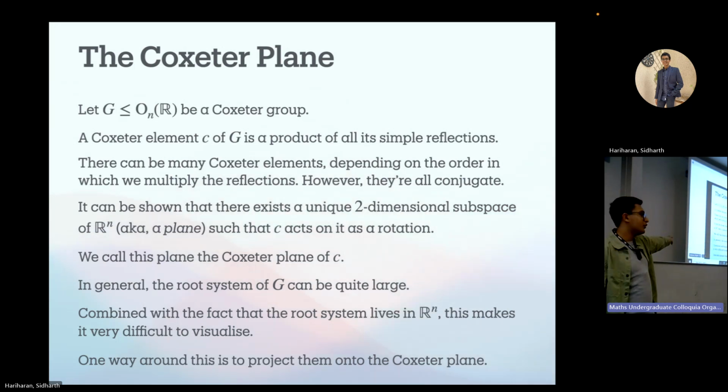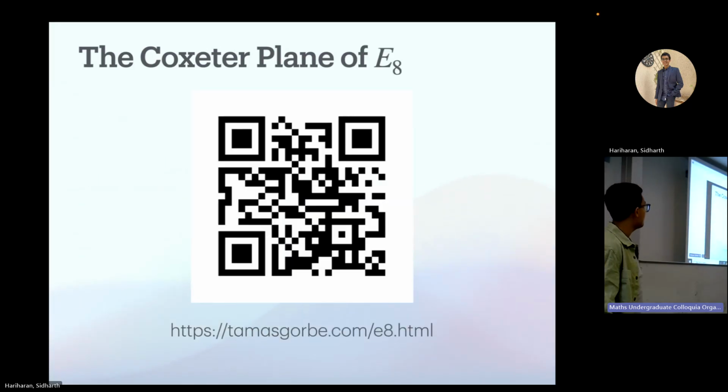So if you head over to your inbox and look at the email that Arif sent out, you don't have to do that now, the picture was a projection of E8 onto its Coxeter plane. I wanted to include a picture, but I've done something better. I've included a QR code.